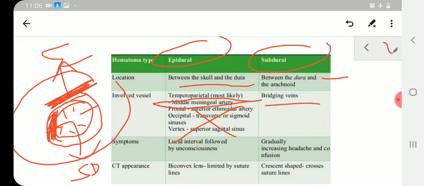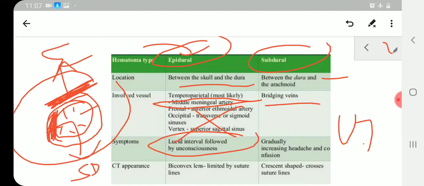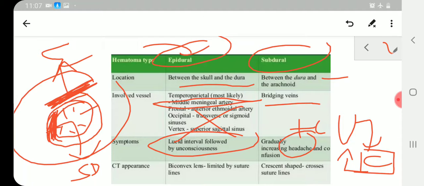Subdural means bridging veins. Epidural patients have something called a lucid interval, followed by unconsciousness, which means the patient would be unconscious, suddenly gain consciousness, and again go into unconsciousness. This period is called the lucid interval. In subdural, headache plus confusion.